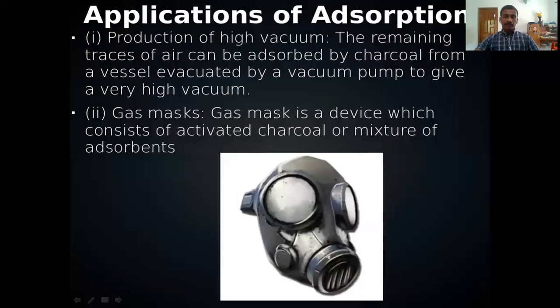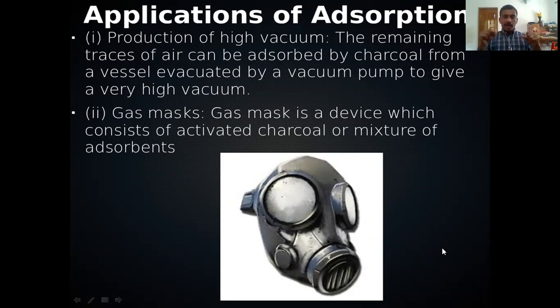Today we can see the applications of adsorption. We discussed some of the applications during the classes that we have taken already. For the examinations, you can expect questions from this part. So you have to study 3 or 4 applications. So the first one is production of high vacuum.